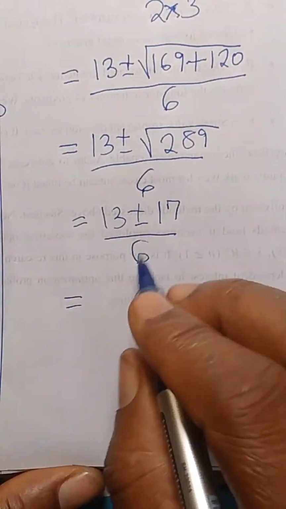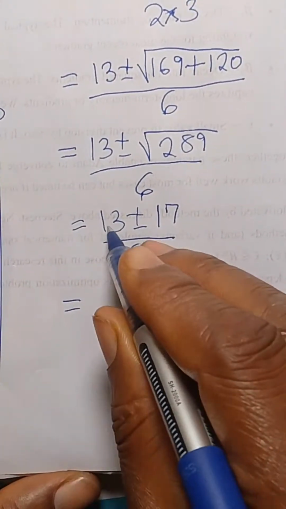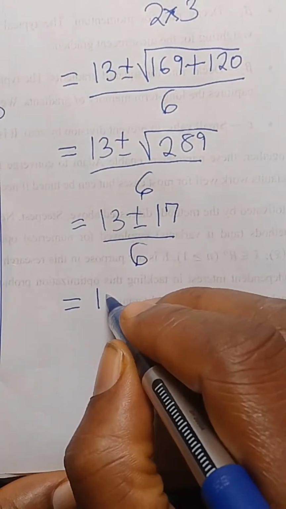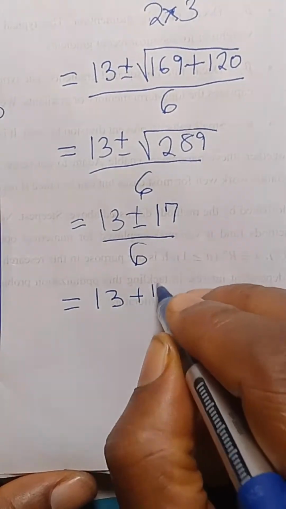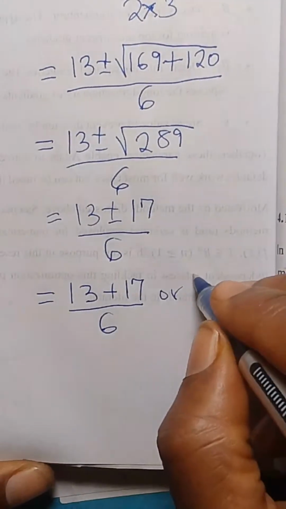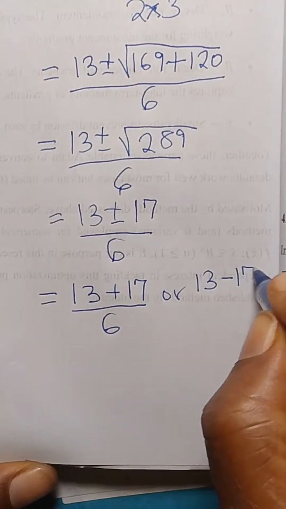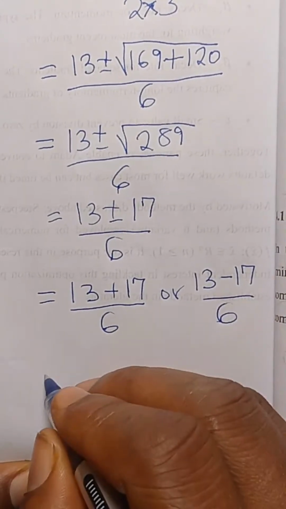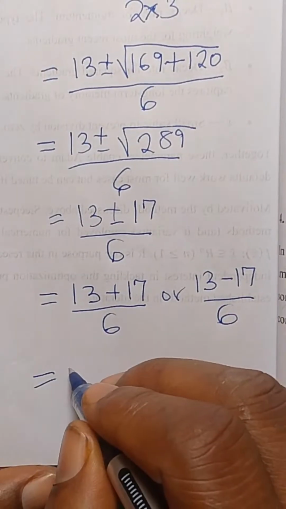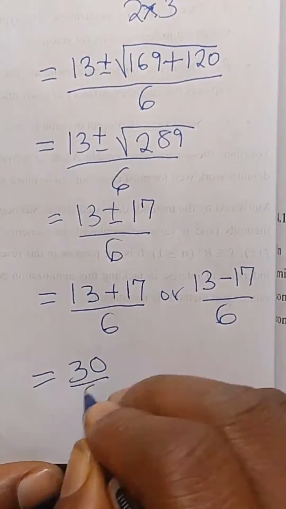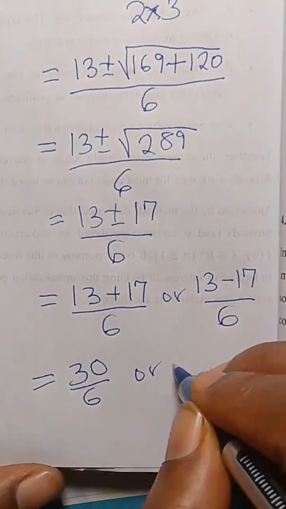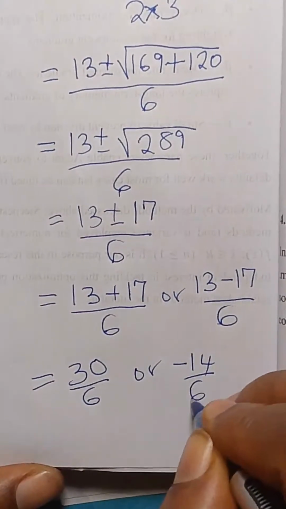And this is equal to, on the first one, we have 13 plus 17. We take the first sign, the first operator, all over 6, or the second part, what is 13 minus 17 all over 6. Okay. 13 plus 17 is 30 all over 6, or 13 minus 17 is minus 4 all over 6.